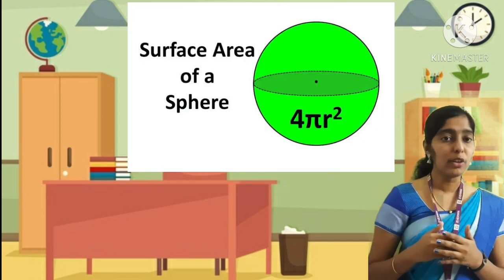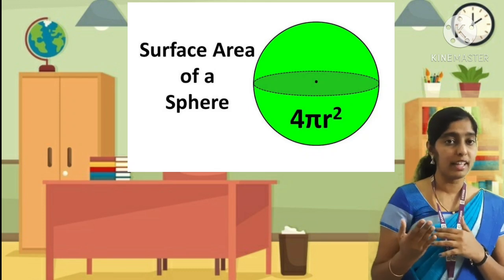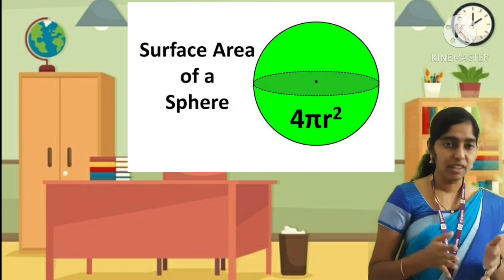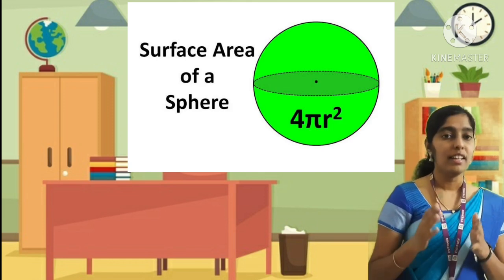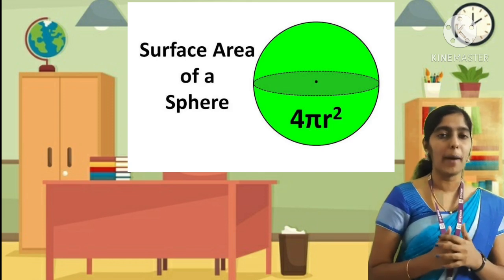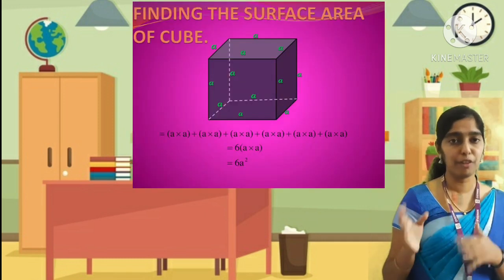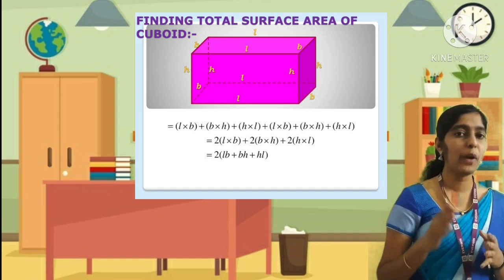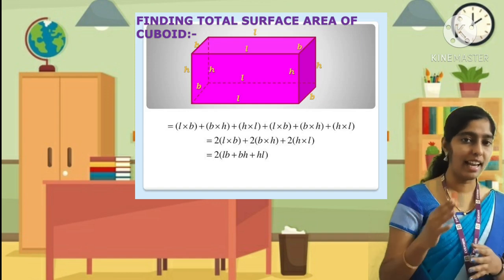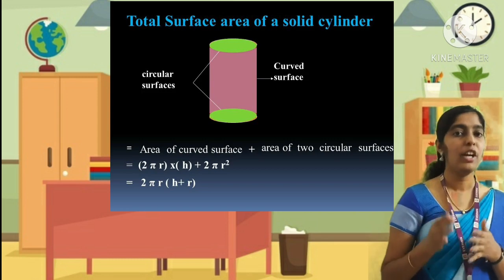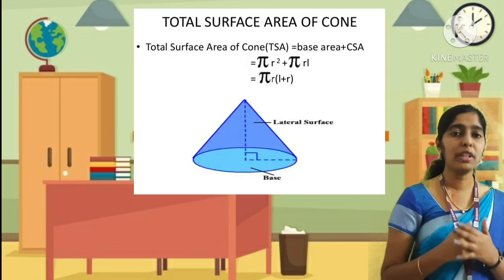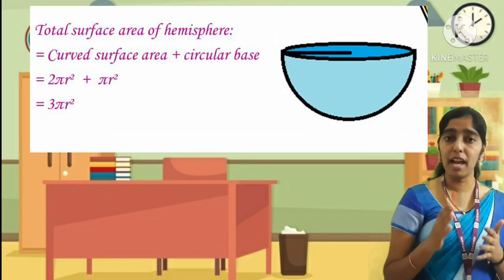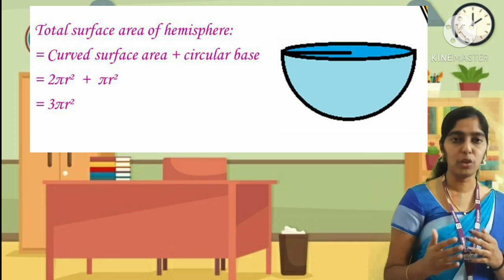In a sphere alone, we will not have curved surface area and total surface area, instead only surface area. That is, the curved surface area and total surface area are the same for a sphere, that is 4 pi r square. Then the total surface area of a cube is 6a square. Total surface area of a cuboid is 2 into (LB plus BH plus LH). Total surface area of a cylinder is 2 pi r (h plus r). Total surface area of a cone is pi r (L plus r). Total surface area of a hemisphere is 3 pi r square.